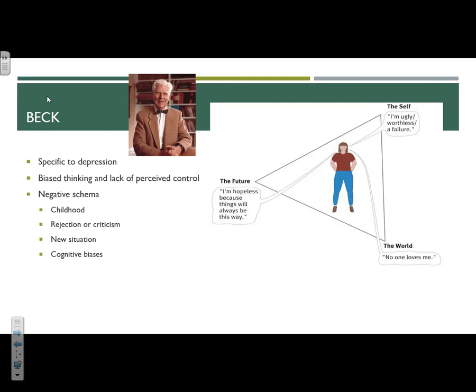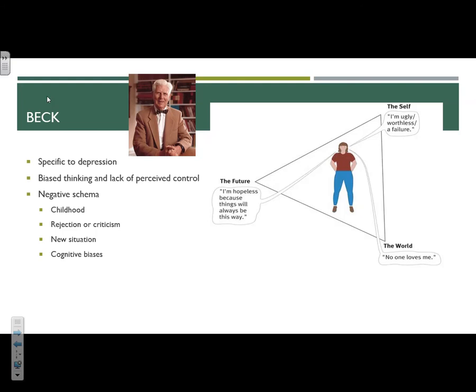So if you have a negative schema, and Beck believed these could be developed in childhood and were a result of rejection or criticism from peers, parents, teachers, any of those things in childhood. So if anyone had experienced bullying, or poor parenting, there's the potential they've developed a negative schema, and this negative schema is applied to new situations, and they can lead to these cognitive biases.